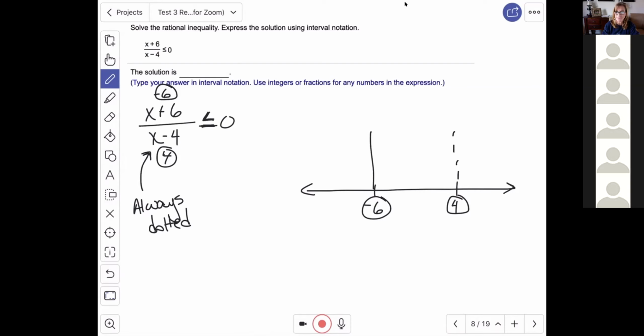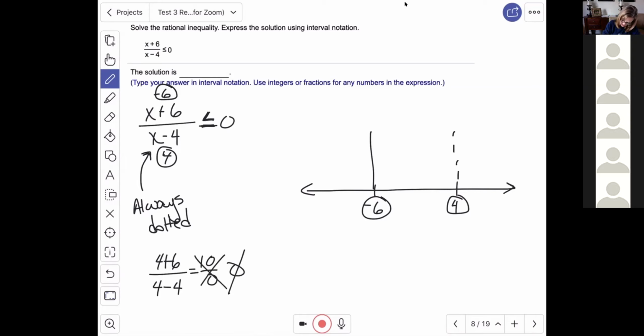So does that make sense? This is the part that, for all these years that I've taught college algebra, most people ask, now why is that dotted? It simply means if I took 4, let's say I plugged it in here, 4 plus 6 over 4 minus 4, I'd get 10 over 0. And that makes no sense, okay? That's why we do a dotted line, okay?